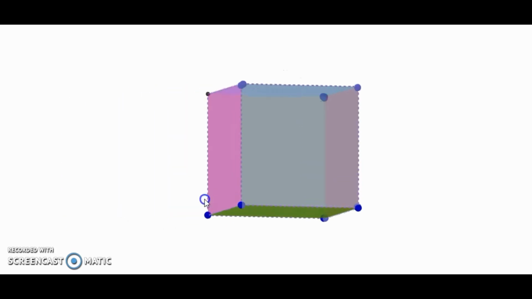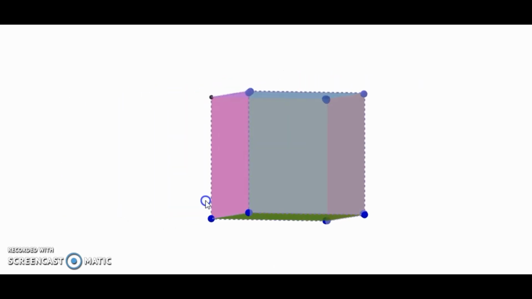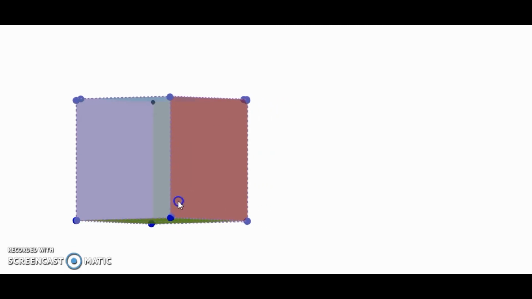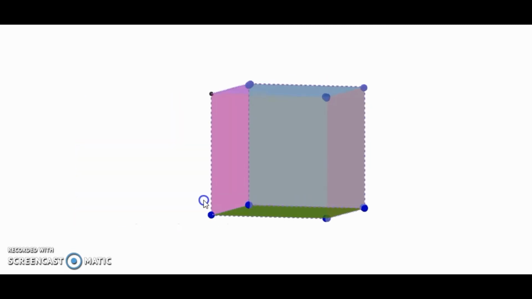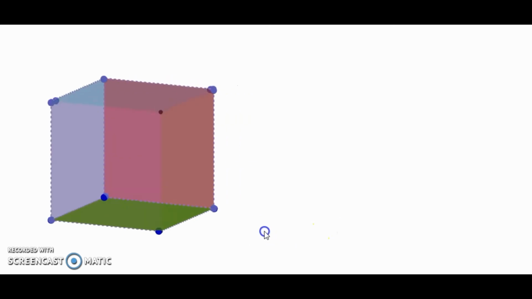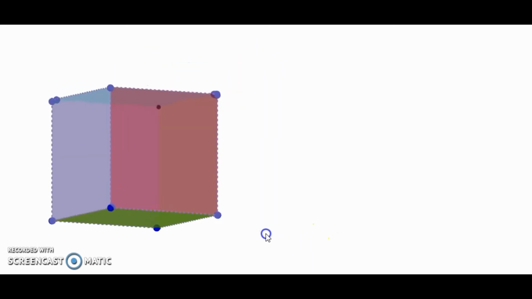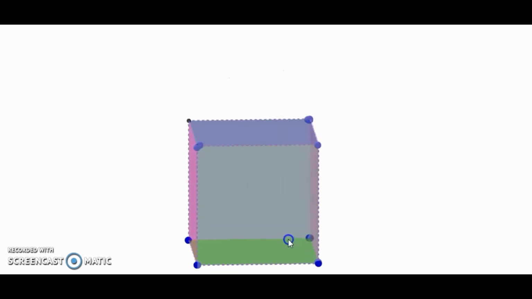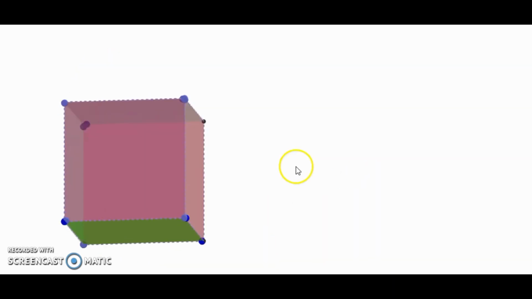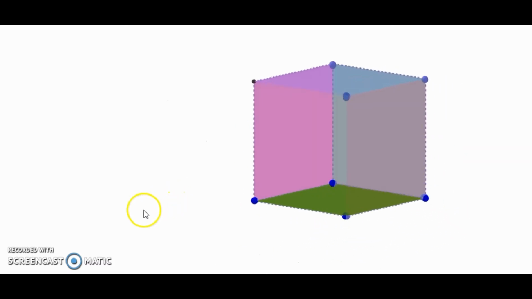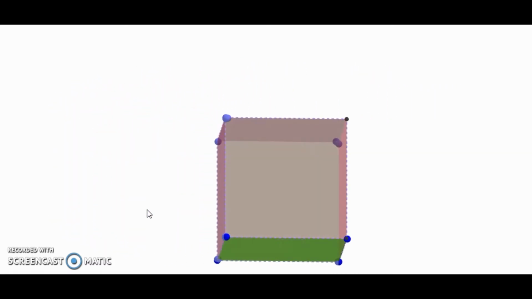It could be a cuboid as well. If the dimensions are different, then it becomes a cuboid. Now let's take it as a cube so that the dimensions are the same, which is the length, width, and the height are the same in this particular figure. Now, how does this help to understand three-dimensional trigonometry? Since this is a very typical example of a three-dimensional figure, let's start with this cube shape.